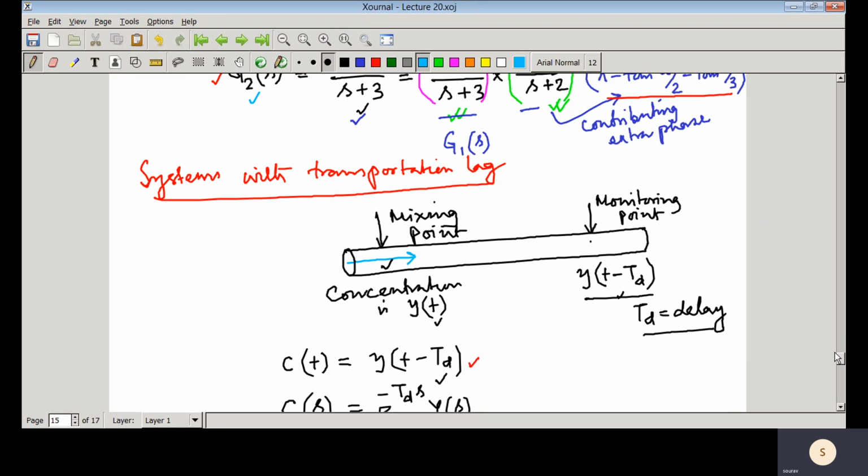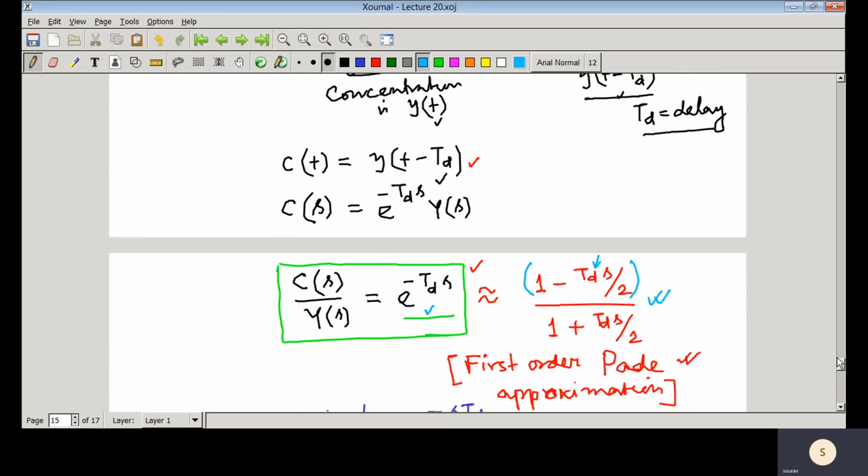Then we have discussed what is the transportation lag. That means if there is any lag or delay in the loop, how to model it. It is modeled as e to the power minus Td s. And we have learned a new thing, how to approximate it, because e to the power minus Td s is not a rational transfer function. To make it a rational transfer function, we can take the first order Pade approximation. So e to the power minus Td s can be approximated by a proper transfer function, which is a non-minimum phase transfer function because there is a zero on the right half of the S-plane.